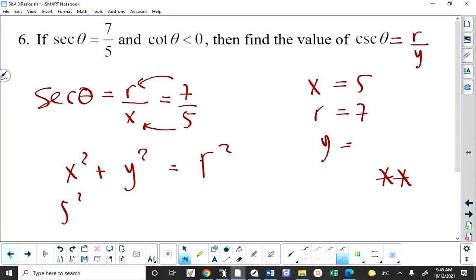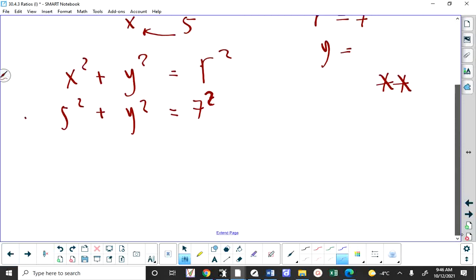We have 5 squared plus, and then we're going to take into account what Evan said about we don't know if y is positive or negative, y squared equals 7 squared. I hope you're okay with me, even though I say I always put brackets around things you square. We don't need brackets here, do we? You're going to take 49 minus 25, 24. So y is plus or minus root 24.